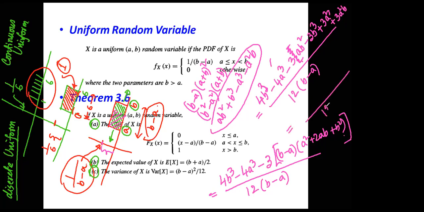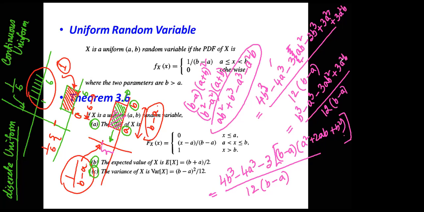Let's see. 12 into b minus a. Okay, let's see what actually it is. This is 4b cube minus 3b cube, 1b cube, minus 4a cube plus 3a cube minus a cube, minus 3ab square plus 3a square b. Very good. So we can write it b minus a whole cube, isn't it?